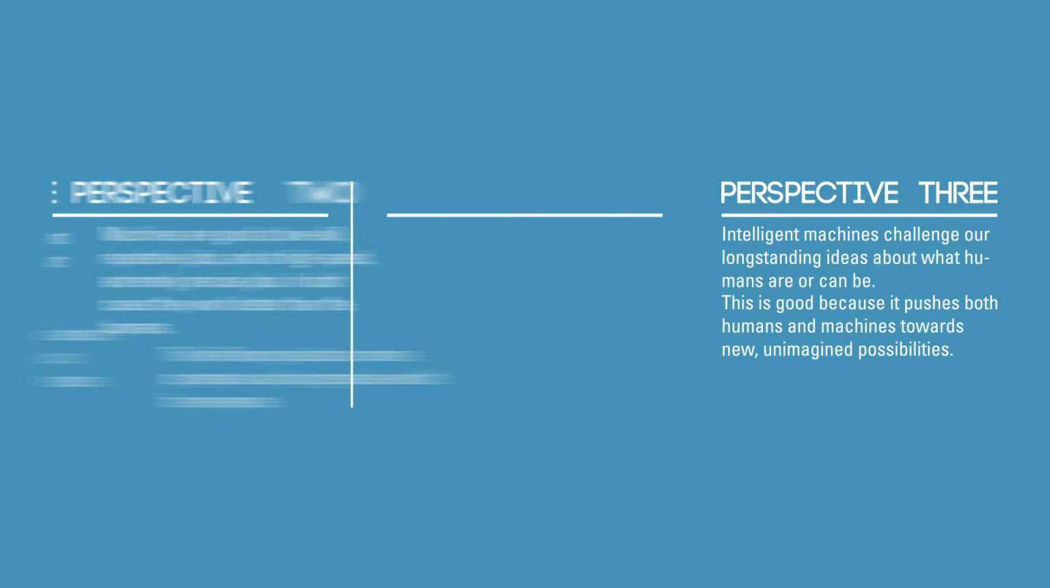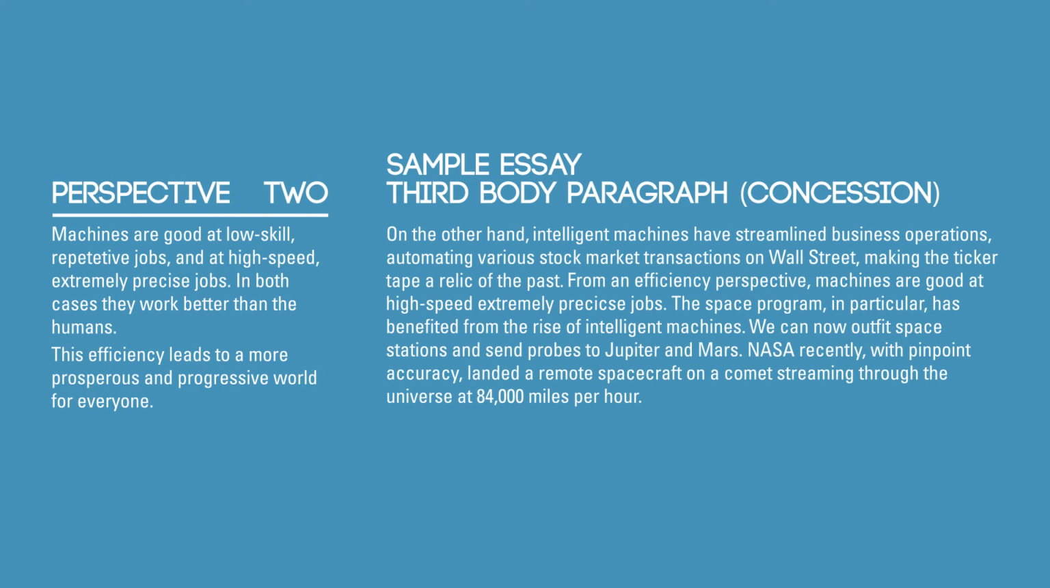Also, keep in mind, for a top-scoring new ACT essay, it's essential to provide a concession paragraph to show the reader that you can balance and appreciate both sides of an issue. The third body paragraph presents a counter-argument which starts like this. On the other hand, intelligent machines have streamlined business operations, automating various stock market transactions on Wall Street, making the ticker tape a relic of the past.